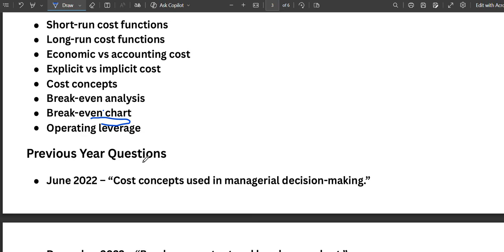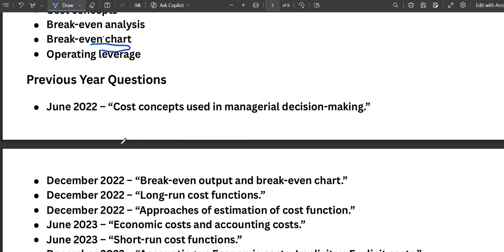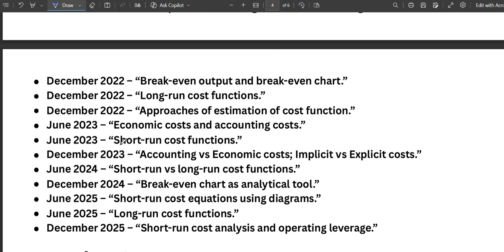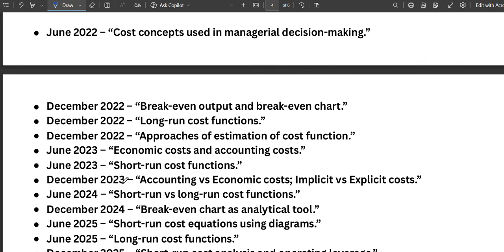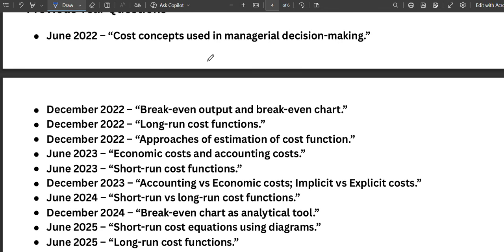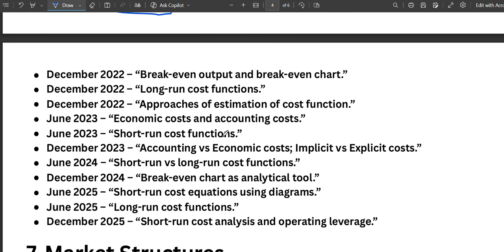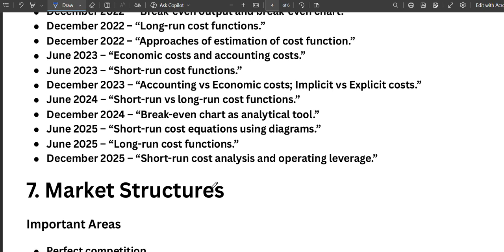And the next one is operating leverage. As you can see, a lot of questions have been asked each year from this particular topic. Study the different cost concepts, what a break-even analysis is, long run, short run, economic cost, accounting cost. All these things you have to learn.